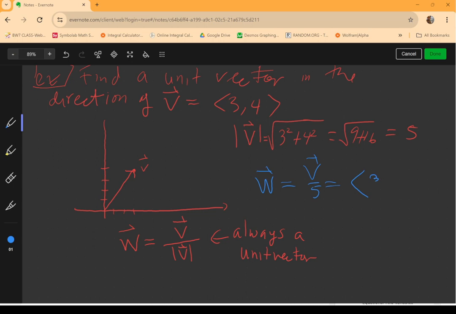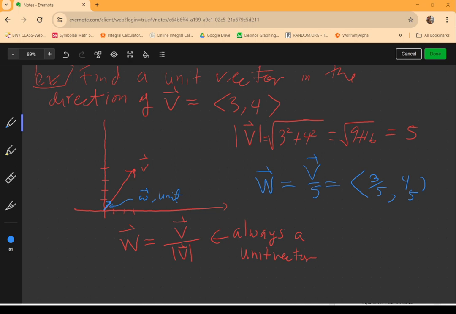So that is 3/5 and 4/5. It's somewhere here, so it looks something like this. Here we have that vector W, which is a unit vector in the direction of V.